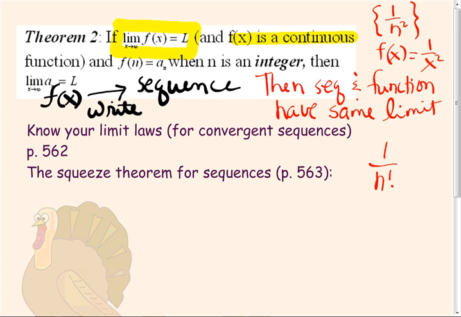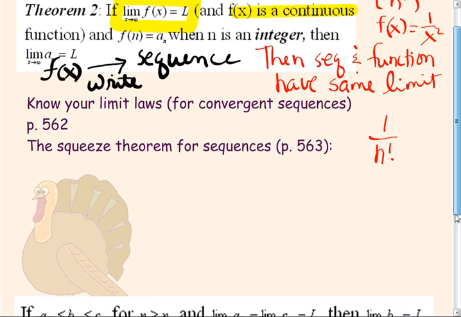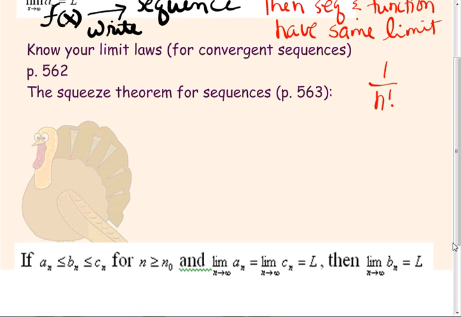And we're going to use the squeeze theorem again. Yeah, it's going to be okay. And you remember the squeeze theorem? Well, it's not that bad. It's right here. Know your limit laws, limits distribute. It's the same stuff you already know. You're just going to apply this to a list of numbers, not a continuous group of numbers.